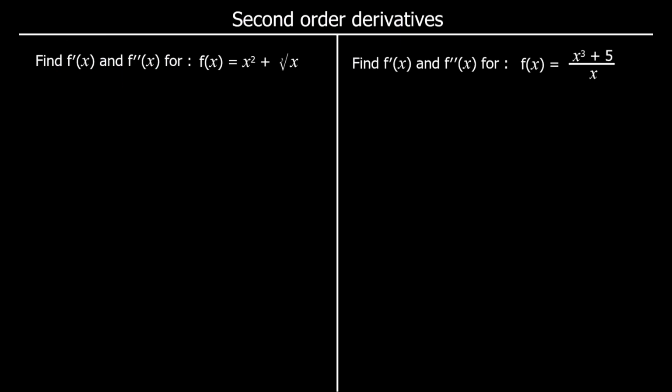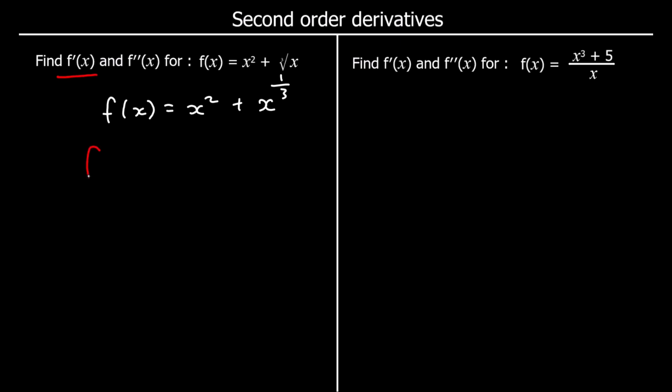Here's another question. This time we've got different notation, but it's exactly the same. So we're going to find the first derivative and the second derivative. So our function, f of x, is x squared, and then we've got cube root x, which is the same as x to the power of 1/3.